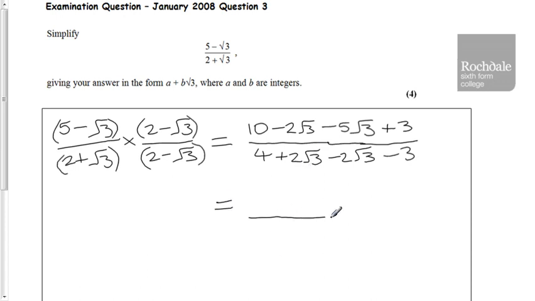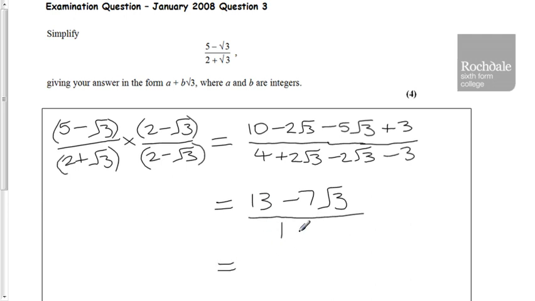Let's just do the denominator first. We've got 4, take away 3, which is 1. And then positive 2 root 3, take away 2 root 3, which is 0. Now I could write plus 0 in the denominator, but there's no point. The numerator can be simplified. We've got 10 add 3, which is 13. Minus 2 root 3, take 5 root 3, is negative 7 root 3. And that would get me full marks, but let's just simplify that.